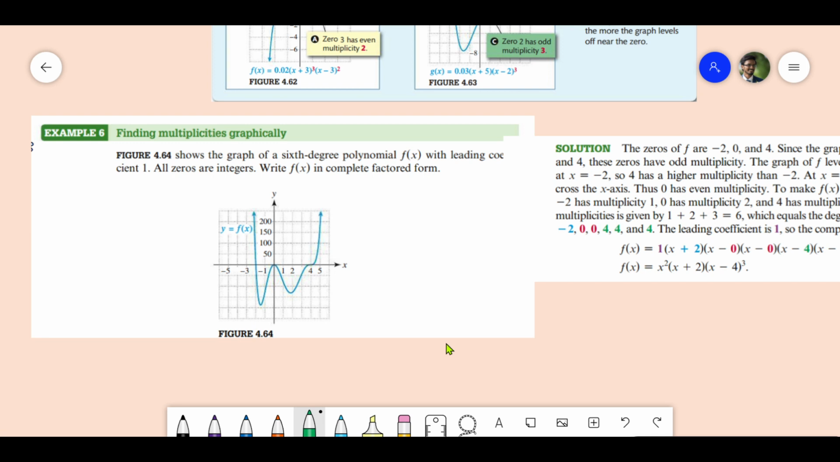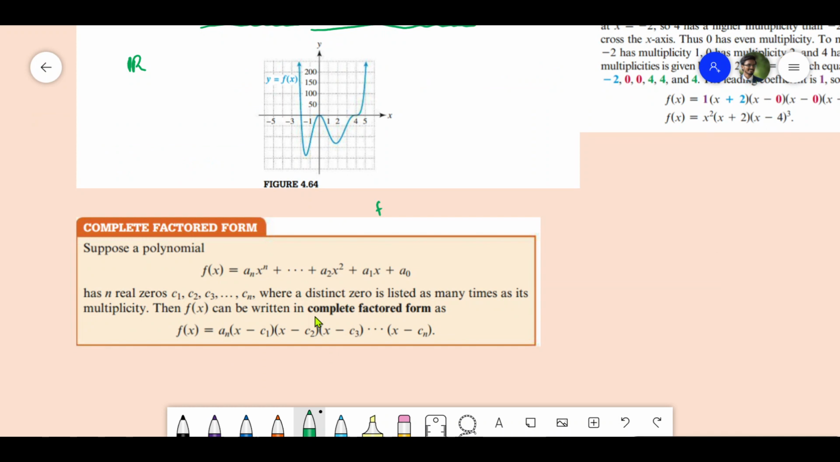Because remember, there are some polynomials which do not have real zeros or real roots, but in this case they have given that all zeros should be integers. And another piece of information we can extract is that we have roots in the real number set, so we can use the completed factored form. And it asks to write f(x) in complete factored form, which is this one, okay?